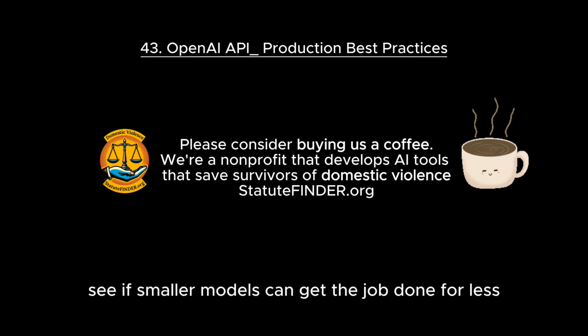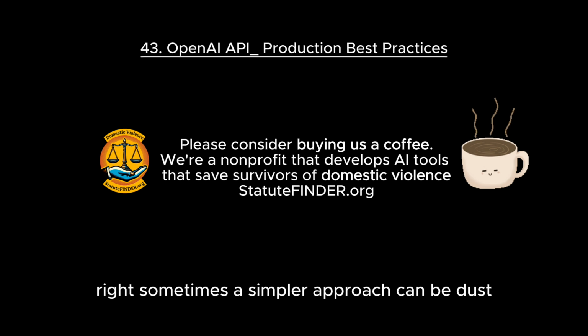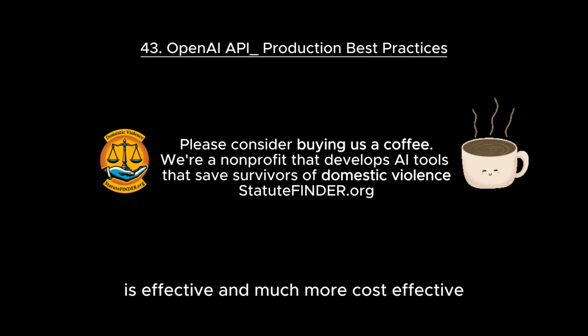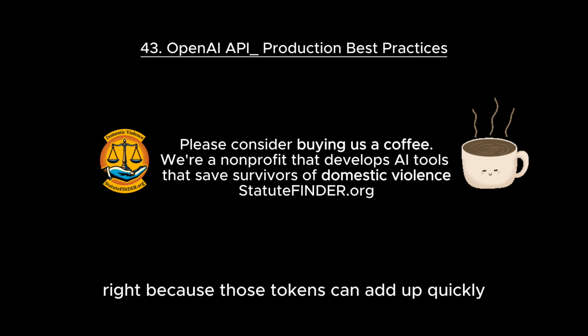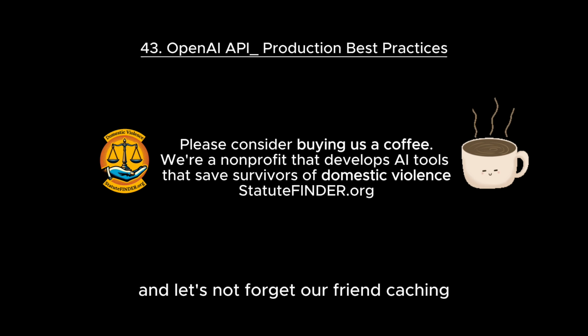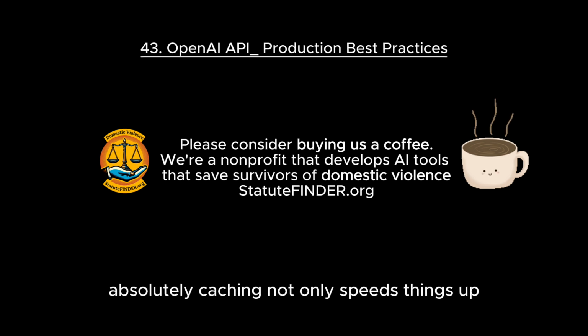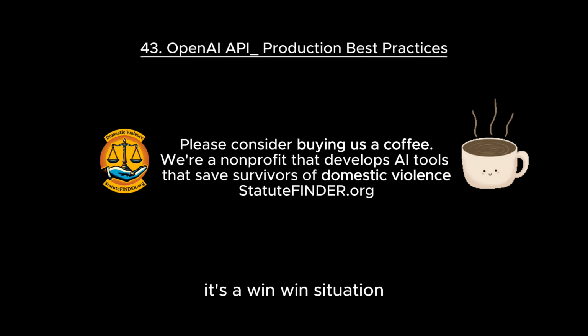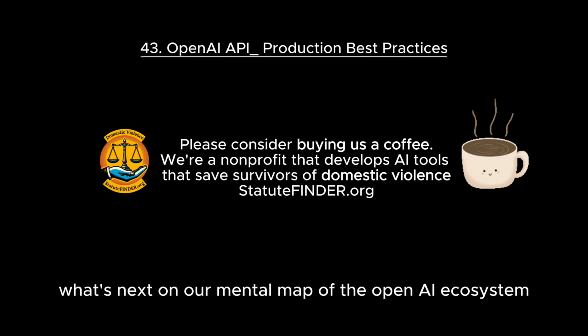And remember, experimentation is key. See if smaller models can get the job done for less. Sometimes a simpler approach can be just as effective and much more cost-effective. Right, because those tokens can add up quickly. And let's not forget our friend caching, that can help reduce costs too, right? Absolutely. Caching not only speeds things up, but it can also save you money by reusing those commonly accessed responses. It's a win-win situation. So we're being mindful of costs. We're caching like pros. What's next on our mental map of the OpenAI ecosystem?